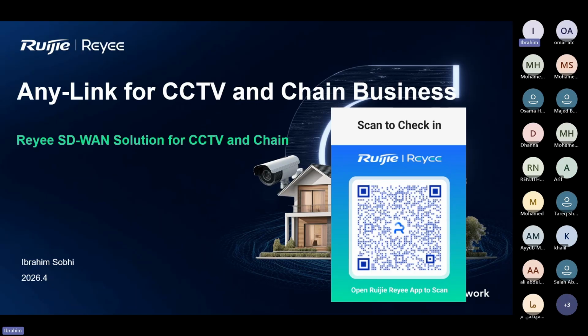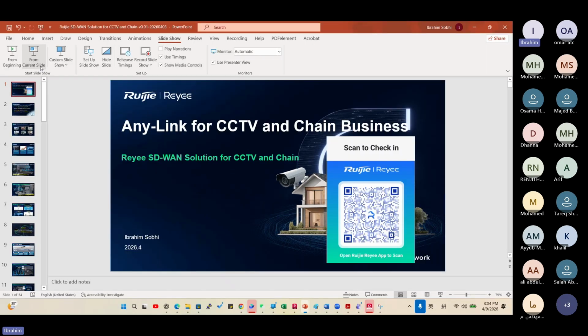After you scan this QR code from our application, the Ruijie Reyee application, if you didn't download the application, just download it. Search in the store for Ruijie Reyee, same as this logo. After you download it, register and make an account, then activate your account from the email. After that, you can go to projects and scan from the application.